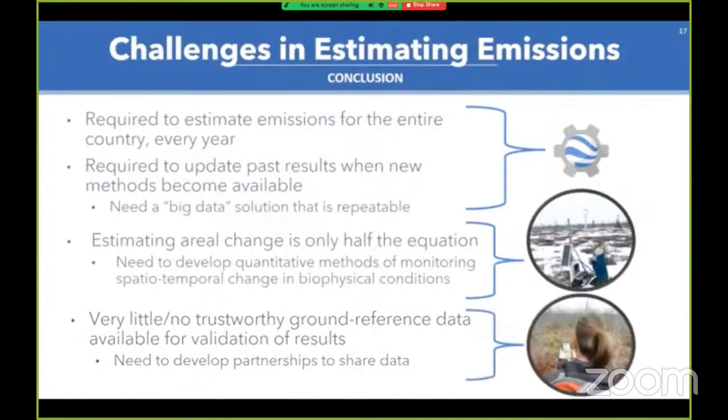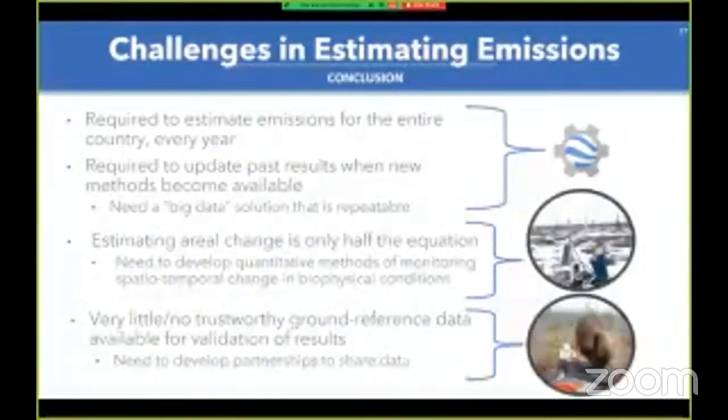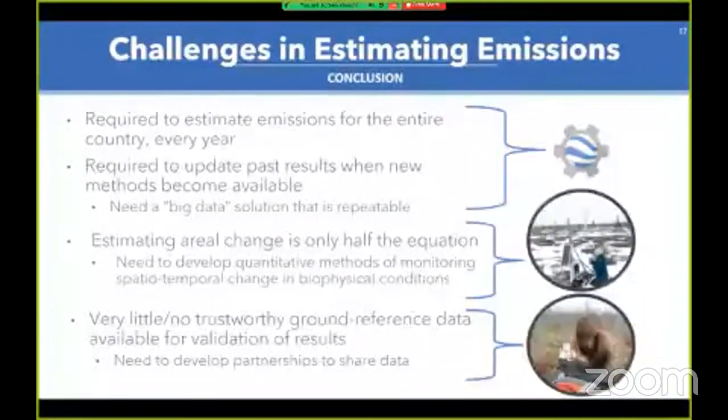And there's very little or no trustworthy ground reference data available for validation of results. That's true for biophysical conditions, but also for just mapping classes. We don't have that data available for such a large country. And so we need to, again, get out there and map these locations in order to use the data that we have in Google Earth Engine to our best advantage.